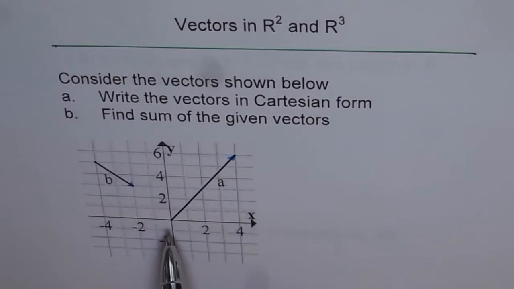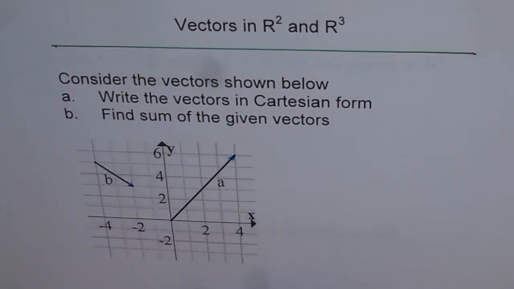Vector A starts from the origin. It is called a position vector. And vector B has a tail at a coordinate point of -4 and 5 and head at -2 and 3. So that is called a free vector. So vectors are actually free, they can be anywhere in the space.